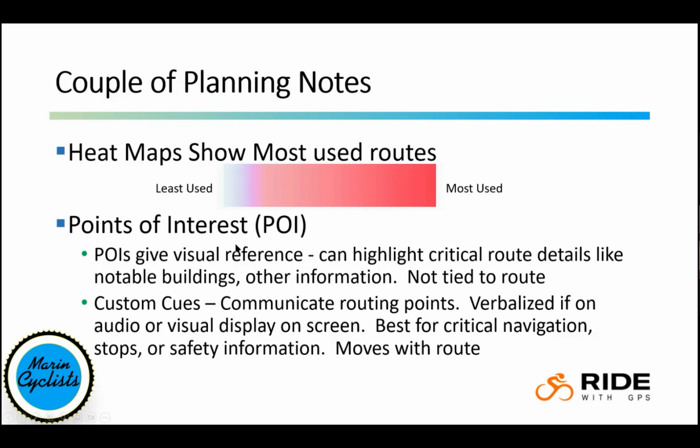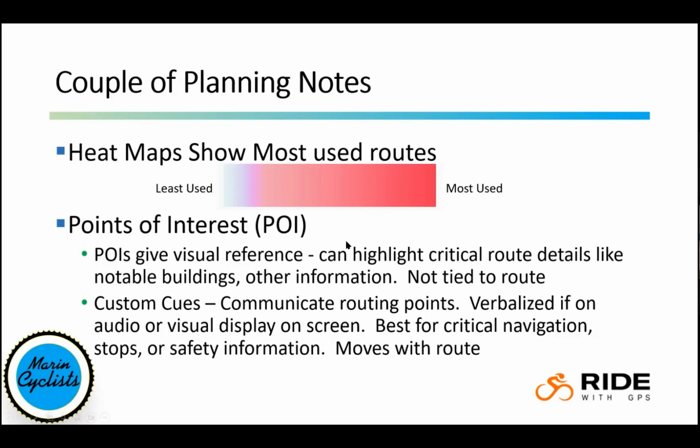We'll also talk about points of interest and some other things. Points of interest give the visual reference. These are things that can highlight critical route details, like buildings or other information. These aren't tied to the route. They're just sort of an informational thing that can be on the map.